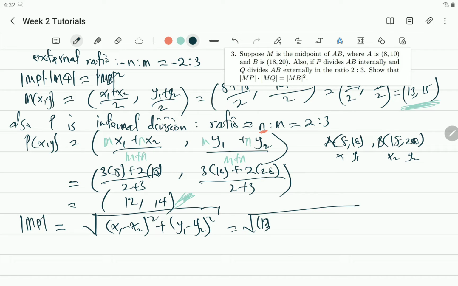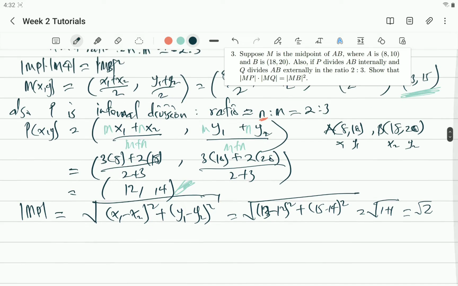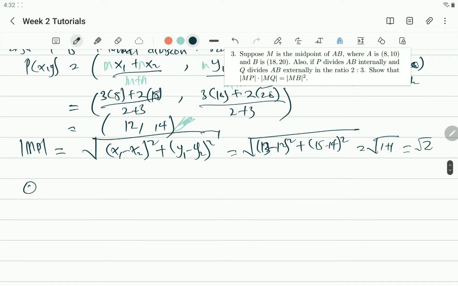So 13 minus 12 squared plus 15 minus 14 squared, and this is going to be square root of 1 plus 1, which is square root of 2, right? So we are done with MP. We will have to also find MQ, but so far we don't know Q, so we would have to find Q also.